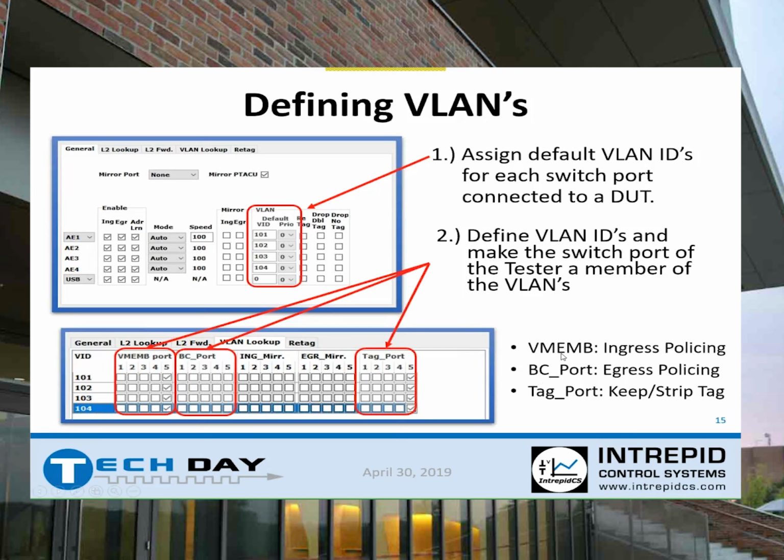The vmemb, the VLAN member, is related to ingress policing. If that box is checked, it will let the VLAN pass. If it is not, it will not let that VLAN pass. The broadcast port means that broadcast messages on this port can be blocked or restricted. And then the tag port is what I mentioned before. If the checkbox is enabled, the tag will be intact when it leaves the port. If you uncheck that box, it strips the tag on egress.